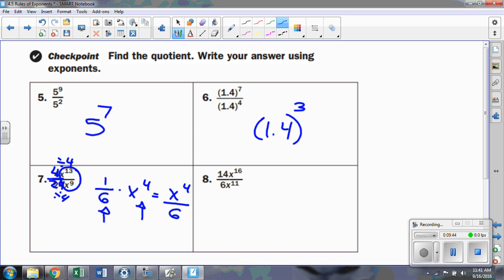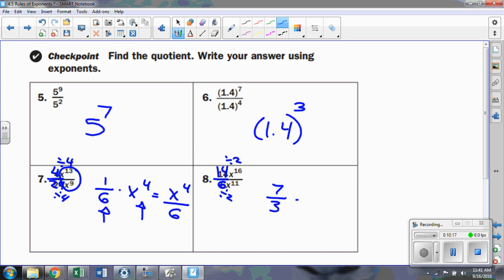Take the same process for number 8. The number portion, 14 over 6. What does 14 over 6 simplify down to? Well, what can you divide by? Divide by 2, divide by 2. That would give us 7 over 3 for the number part, and that doesn't simplify any further.